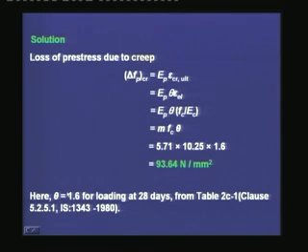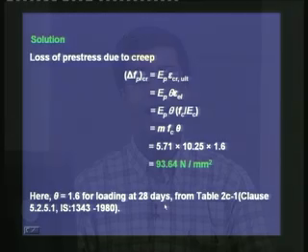Now, we have picked up a value of theta equal to 1.6 for loading at 28 days from table 2C1, which is also given in clause 5.2.5.1 of IS 1343/1980. That means we need to know the age of loading before we can calculate the creep strain, because that is a very important factor for the variation of the creep strain.